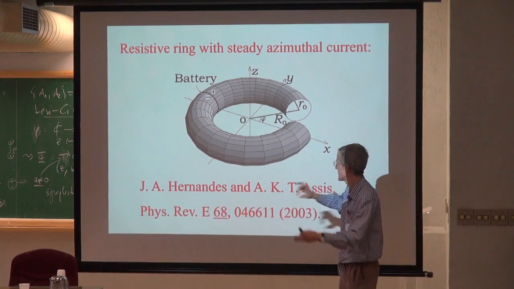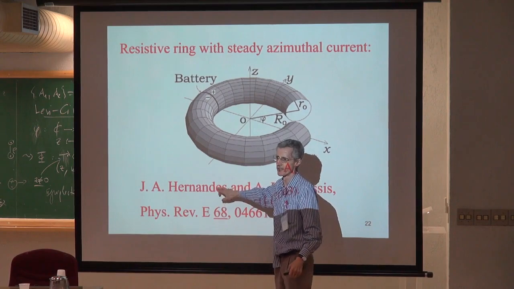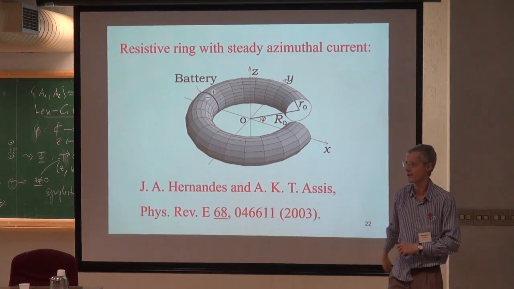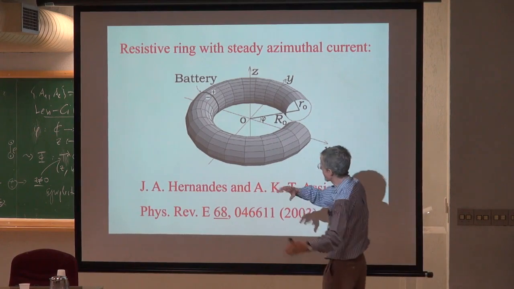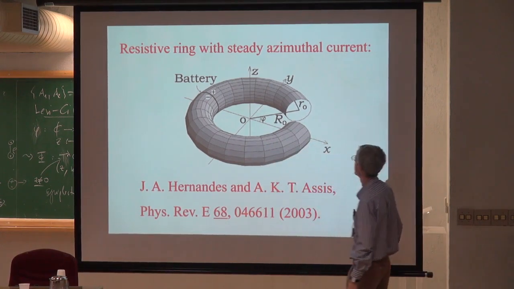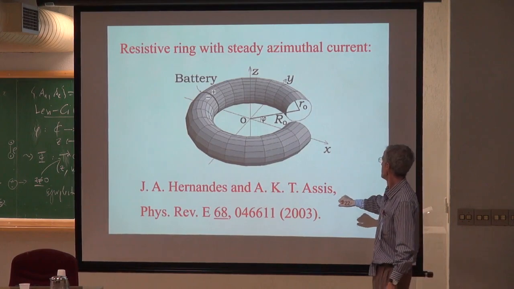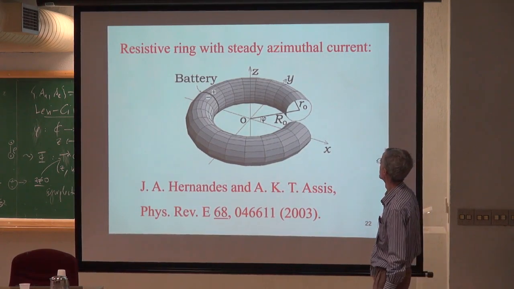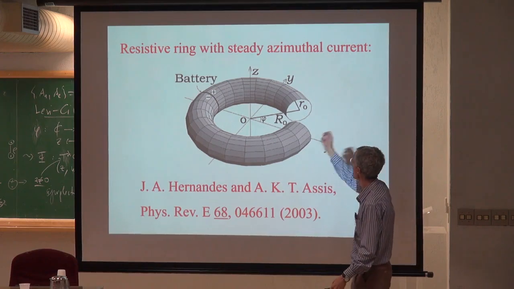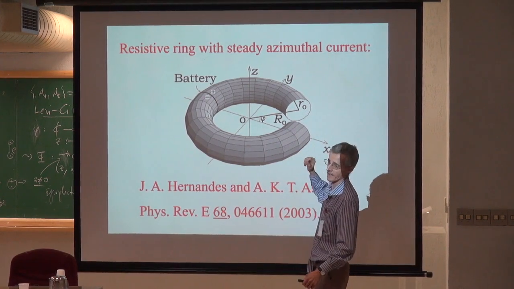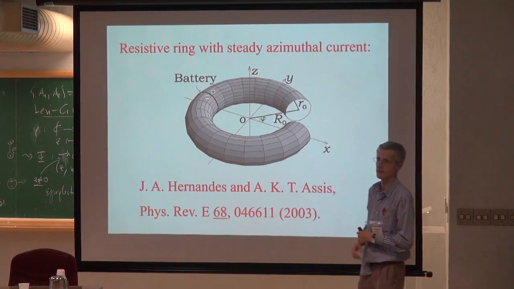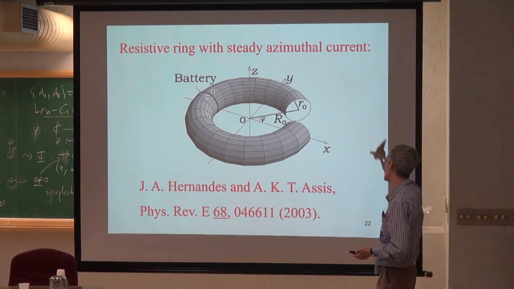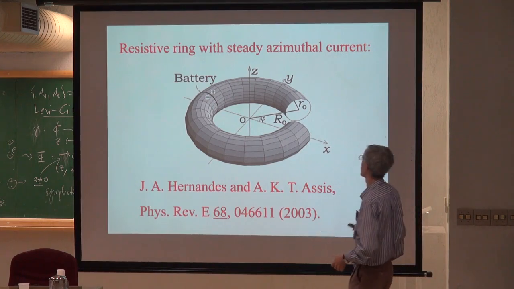He was my student. At that time, I believe he was my PhD student. Nowadays, he is a professor at another university. But at that time, he was my PhD student here. So, we published that 17 years ago. So, it is a ring with steady current, okay? No waves, nothing, just steady current. So there is a battery and the current comes like that.